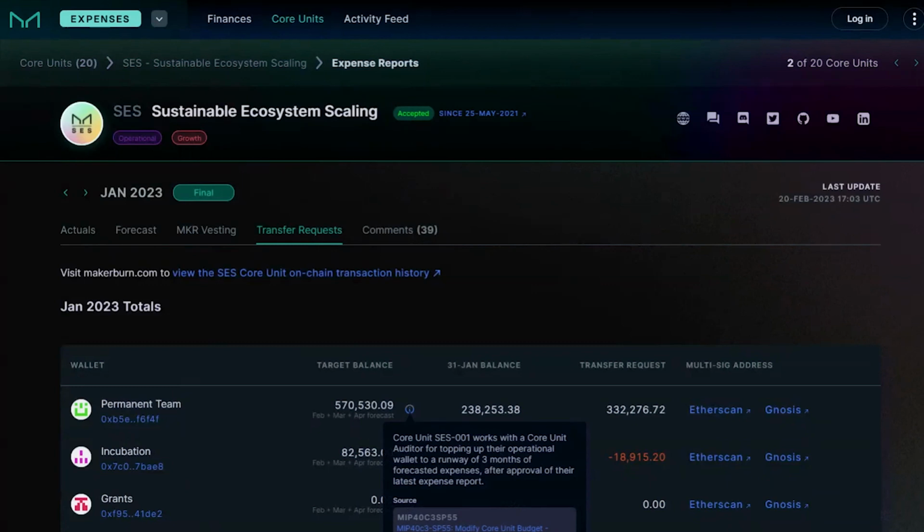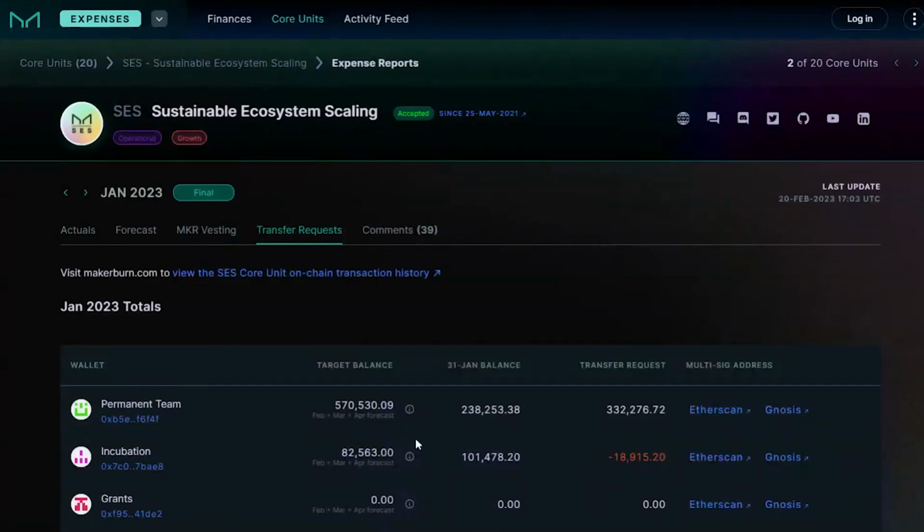And one of the important things is that we always link this information as much as possible with the source. So the information icon is here that gives you direct access to the MIP40, the Maker governance proposal that actually defined that budget. And so everyone can see that everything is in order, it all adds up. And then we see that at the end of January, the balance was 38,000 and a target balance of 570, which gives us a transfer request for that operational wallet to replenish the operational runway. And so this is how MakerDAO holds its core units accountable, ensuring that they do proper transparency reporting that is tied in with the top-up of their operational wallets.